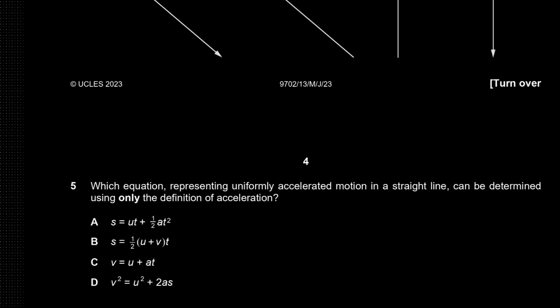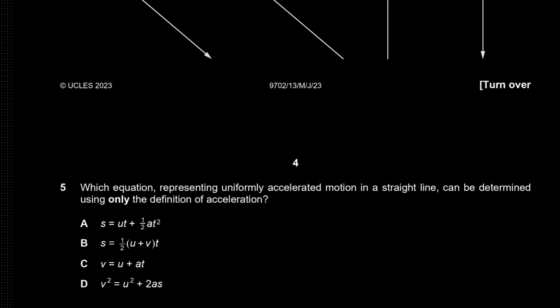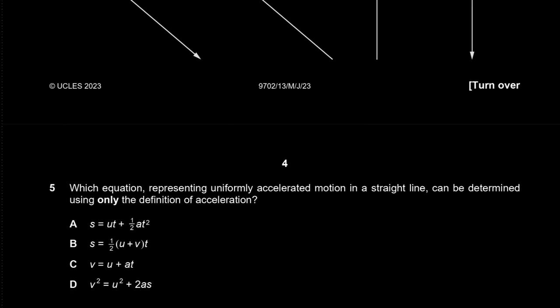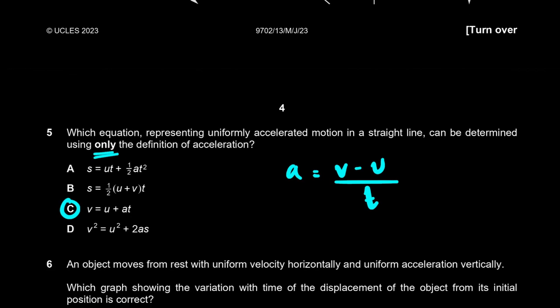Question number 5. Which equation representing uniformly accelerated motion in a straight line can be determined using only the definition of acceleration? You don't even need to have a look at the options for this. You need to know that the definition of acceleration is this, and you rearrange to make v the subject, so that's v equals u plus at. Other ones do require other equations.